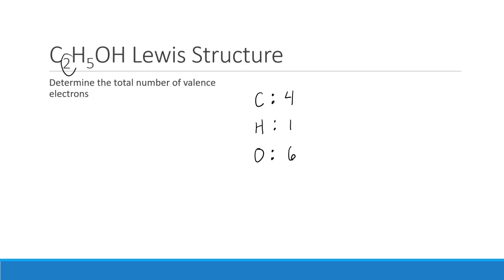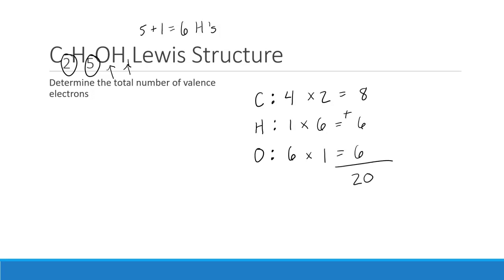Okay, we have a total of 2 carbons, and there's only 1 oxygen, but the hydrogens, you've got to make sure that you count up all the hydrogens. So there are 5 here, but there's also 1 on the end. So we've got to add the 5 plus the 1 on the end for a total of 6 hydrogens. And then if we add all of that together, we should get a total of 20 valence electrons.